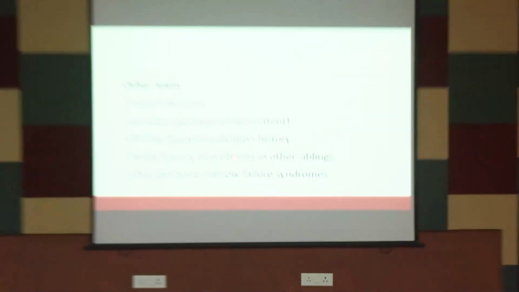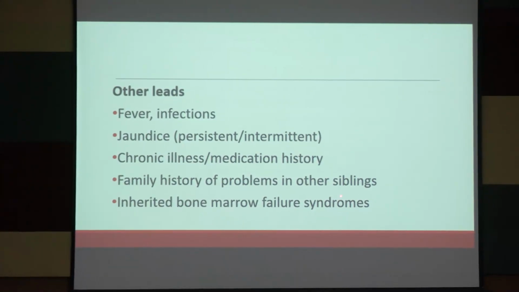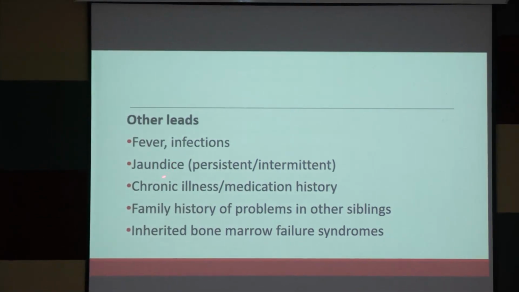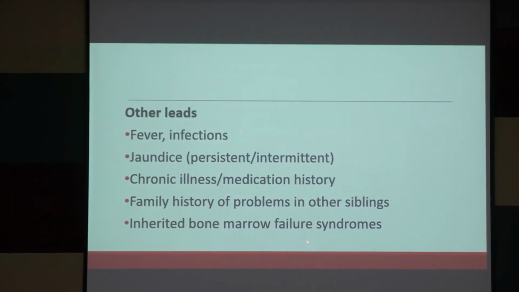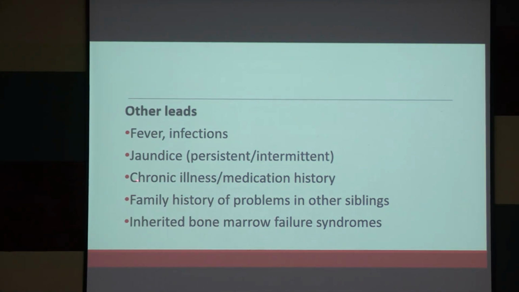Whether there was any chronic illness, whether the baby was on any drugs, family history of problems in other siblings, because there are some hematological problems like thalassemia, hereditary spherocytosis, they may run in the families because of the genetics. Inherited bone marrow failure syndromes. One name I told, Diamond-Blackfan syndrome. There is another term called Fanconi's anemia. These babies will present with growth retardation, dysmorphic features in the body.